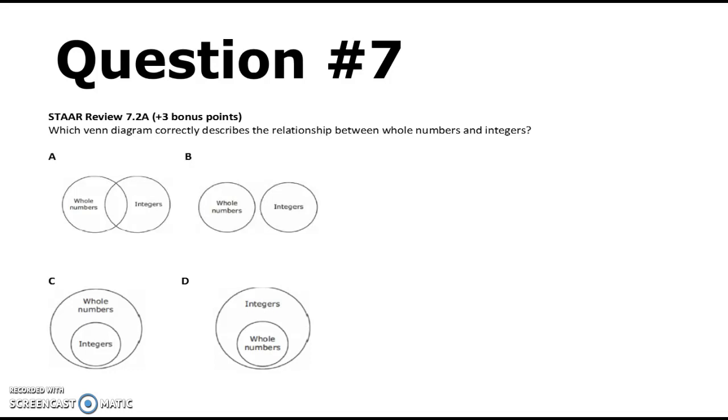Question number 7. Star review bonus worth 3 points. Which Venn diagram correctly describes the relationship between whole numbers and integers?